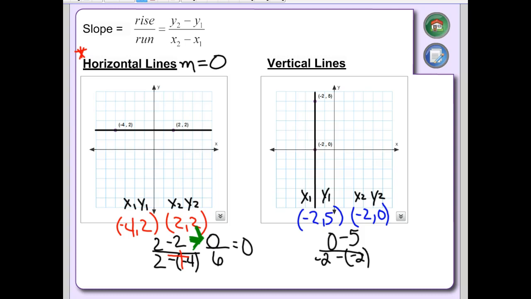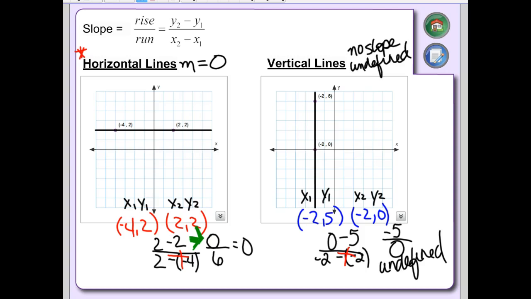Well, what's 0 minus 5? That gives me negative 5. What's negative 2 minus negative 2? Did you see my sleeping man again to wake him up? Hey, guess what? My denominator is 0. What's 5 divided by 0? That's right, it's undefined. Remember, when you get 0 in the denominator, it's undefined. So if I have a vertical line, you could say no slope, or you could say undefined. Either one of those answers works for me.